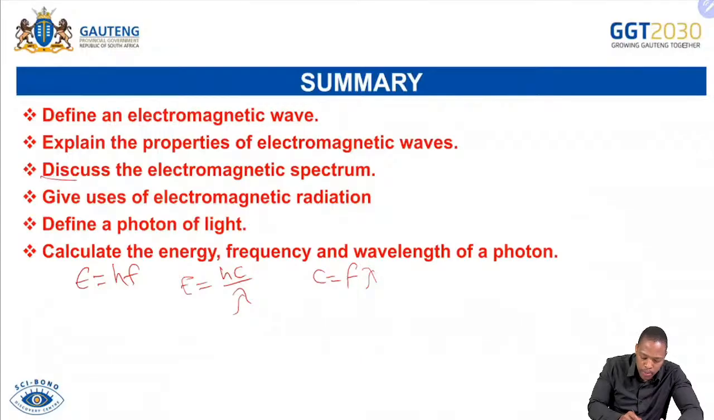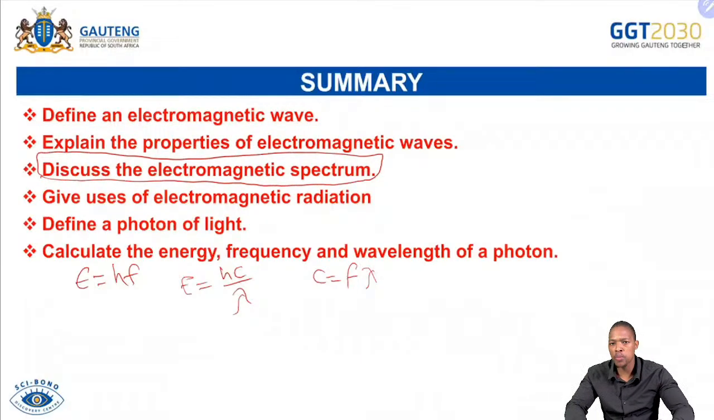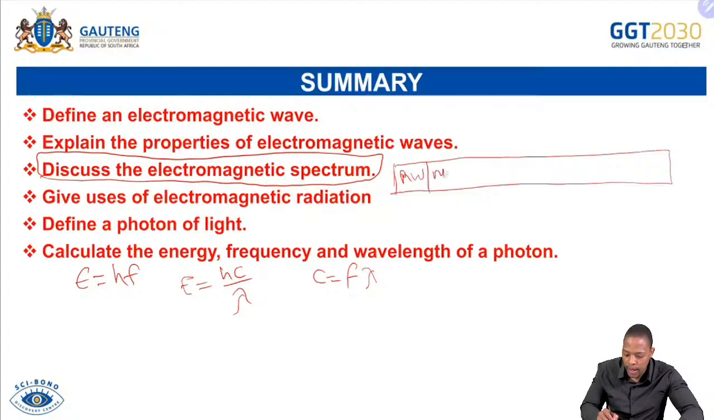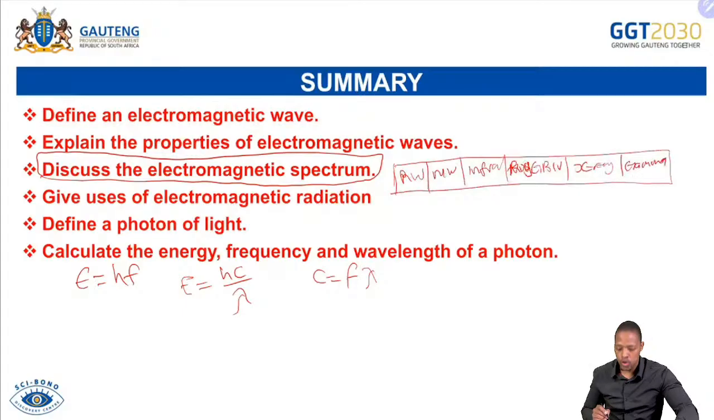Again, you should be able to discuss the electromagnetic spectrum. I skipped this one here in my summary. You must be able to also discuss the electromagnetic spectrum. One, arrange the electromagnetic waves. You should be able to arrange the electromagnetic waves. Shorter summary of electromagnetic waves, always put them like this: RW, MW, infra, visible, or Roy G. Biv. That's Roy G. Biv. Okay, X-ray, and then gamma. This is just a short summary of the electromagnetic spectrum.